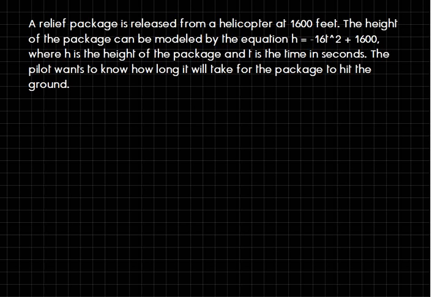So this is kind of easy to see. You've got negative 16t squared feet per second, that's gravity, plus 1,600, that's how high we are. And I want to know how long it'll take the package to hit the ground. In our equation, h is height, t is time.